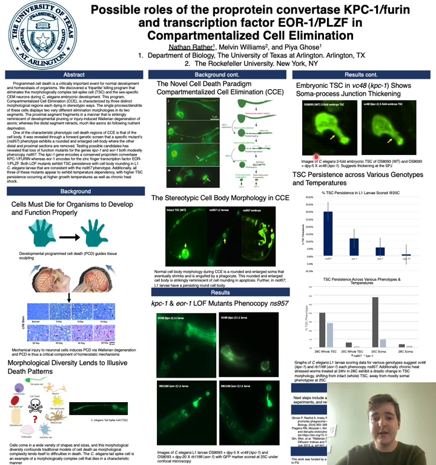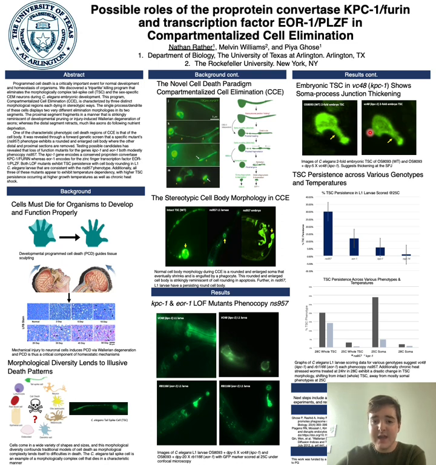It was also found in KPC1 loss-of-function mutants that the embryonic tail spike cell exhibits some soma process junction thickening. You can see here the normal tail spike cell soma process junction, and here in the KPC1 loss-of-function mutant that there is some thickening around the soma process junction.